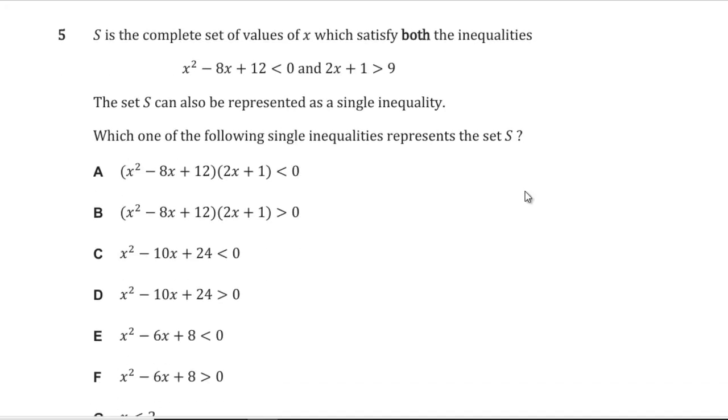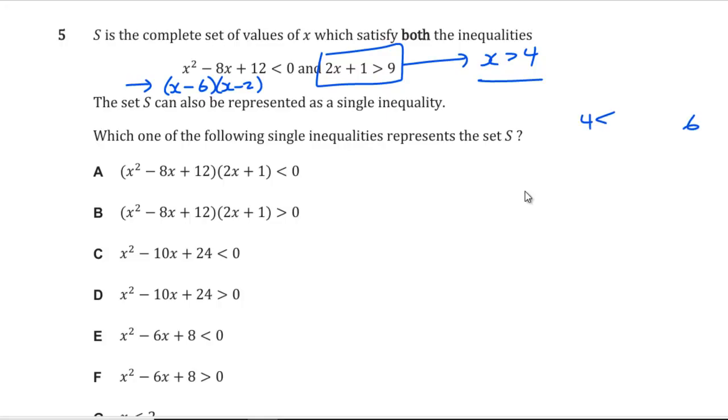5. S is the complete set of values of x which satisfy both the inequalities that and that. The set S can also be represented by a single inequality. Which one of the following single inequalities represents the set S? Okay, this one's easier to deal with, so that just needs x being greater than 4. This is x minus 6, x minus 2. So positive quadratic below the axis, so it's between those roots. So we need to be greater than 4 here, but less than 6 there. So we want to be between 4 and 6. That's what we want.